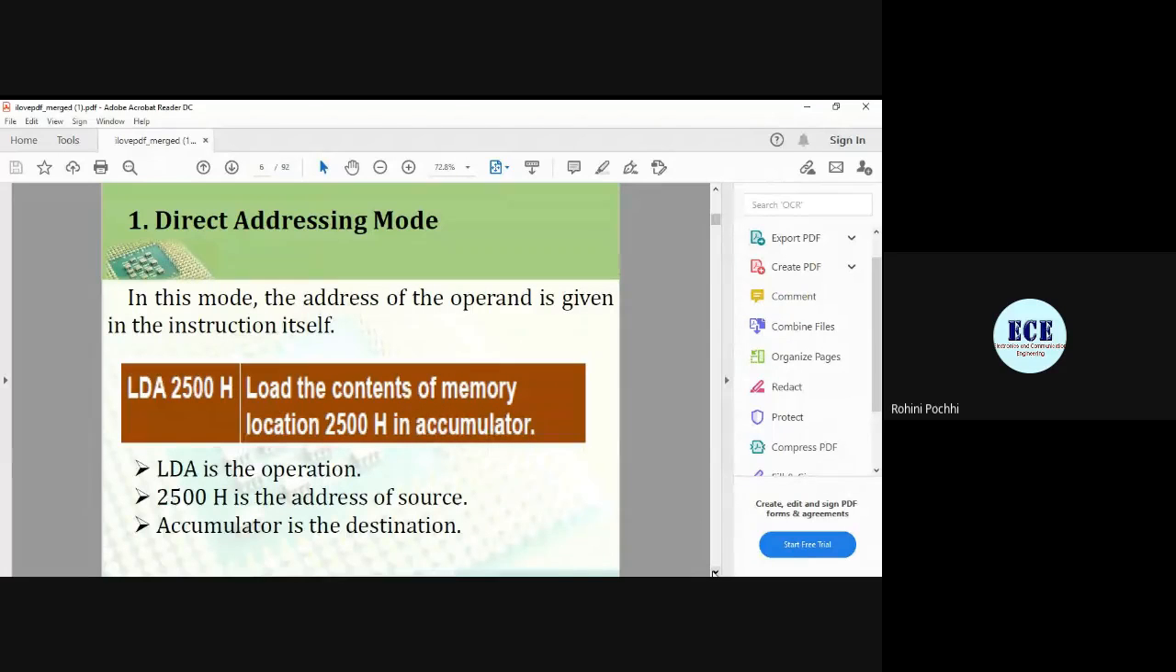First one is direct addressing mode. In this mode, the address of the operand is given in the instruction itself. You can see the example: LDA 2500H. It means load the content of the memory location 2500H into the accumulator. LDA is the operation, 2500H is the address of the source, and the accumulator is the destination. So we are loading the content of memory location 2500H.